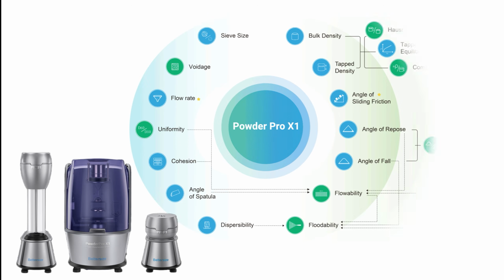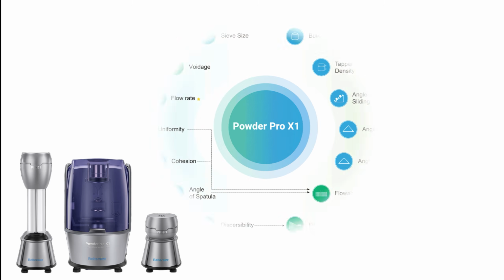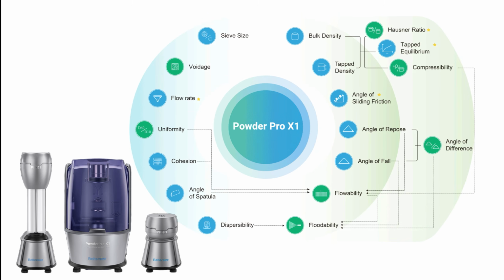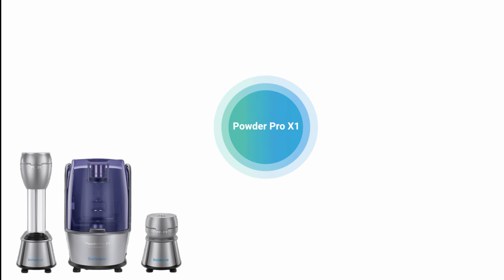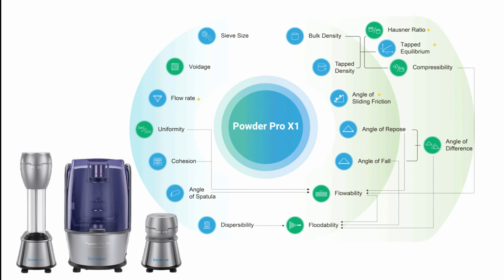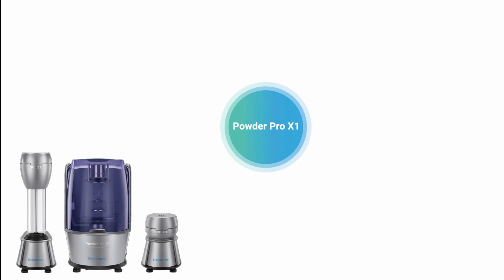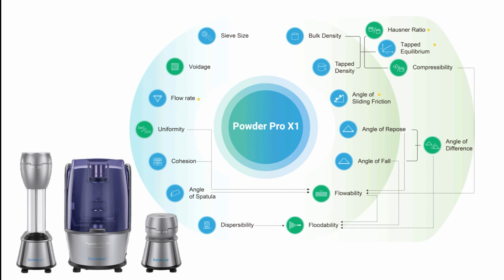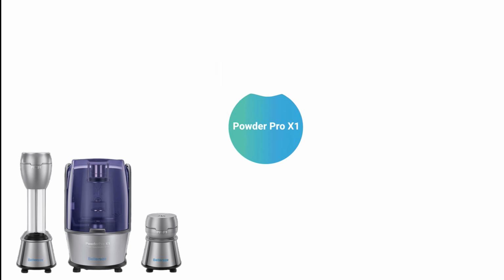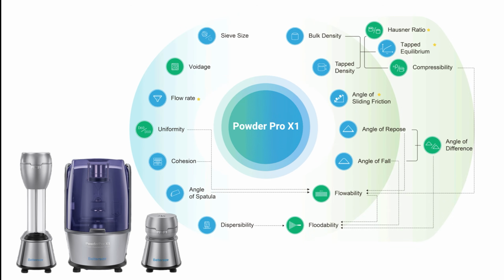So, powder flowability is never just one number. From pile formation and packing to discharge and dispersion, each measurement reveals a different part of the powder's behavior. By bringing these characteristics together, PowderPro X1 helps us understand not just whether a powder flows, but how and why it flows.